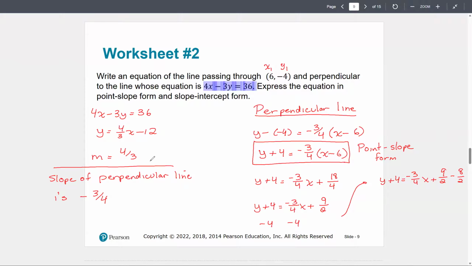We just moved that 4, so I don't need it there anymore. So that's just y. So we get y is equal to negative 3/4 x plus 1/2.